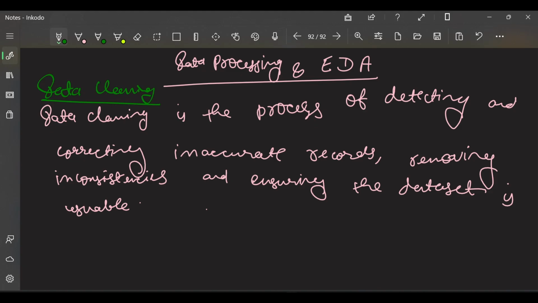Let's talk about why it's important. Imagine a hospital dataset where some patients' blood pressure records are missing or wrongly recorded. A model without cleaning might recommend the wrong treatment, which could be life-threatening. Similarly in business, wrong data can lead to poor decisions and financial loss.